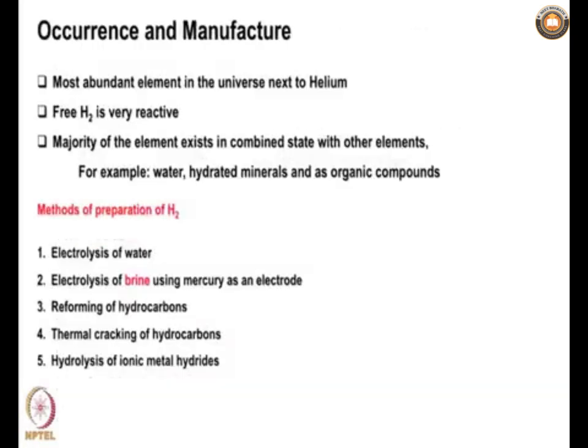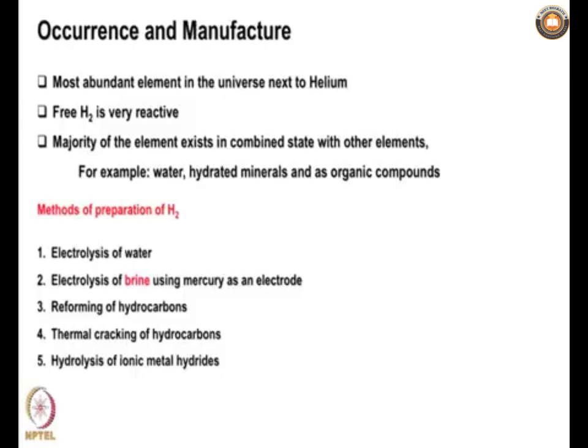Okay, so the most abundant element in the universe is hydrogen, next to helium, and free hydrogen is very reactive. Majority of the element exists in combined form with other elements, like water, hydrated minerals, organic compounds or organic fossils, and of course in the plants and living beings also it is in the combined form, mainly in the form of water. And what are the methods we have for the preparation of hydrogen?